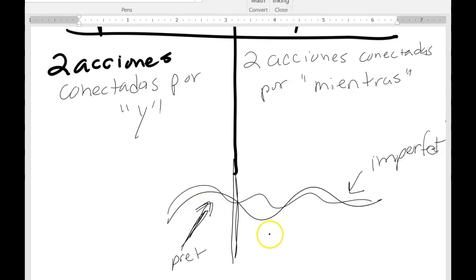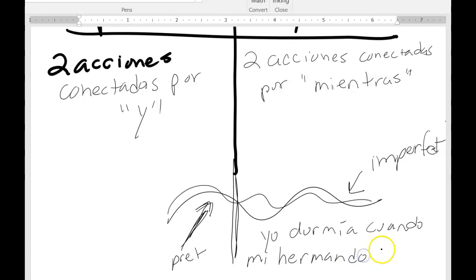So this was going on, and then all of a sudden something happened. Por ejemplo, yo dormía cuando mi hermana gritó. So I was sleeping when my sister yelled. So dormía, that was ongoing, and then gritó all of a sudden. And that was today's lesson.